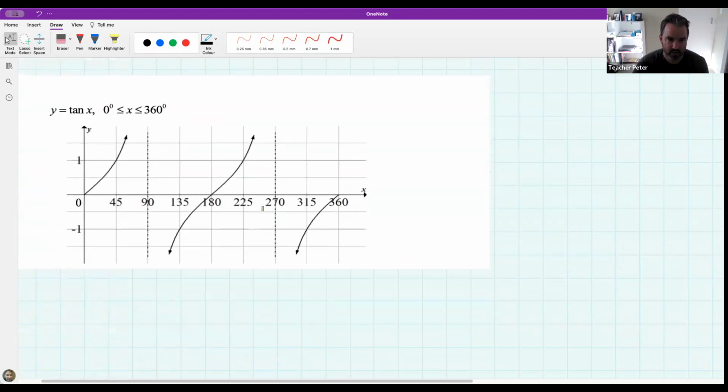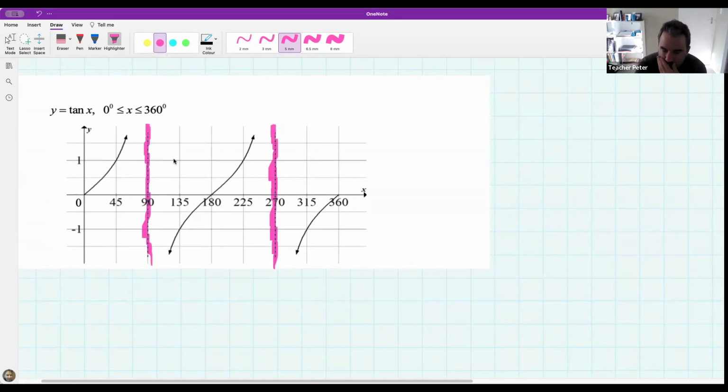Oh my goodness. Okay, tan is its own little thing. What I notice is that tan has these discontinuities every 180 degrees. Does anybody know what these things in pink are called? Those are called asymptotes, yes.